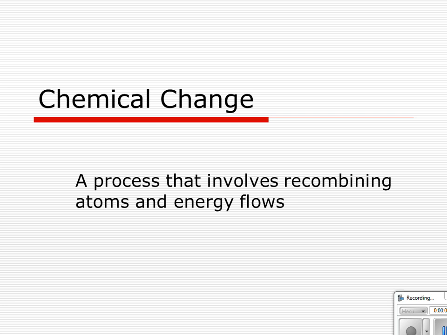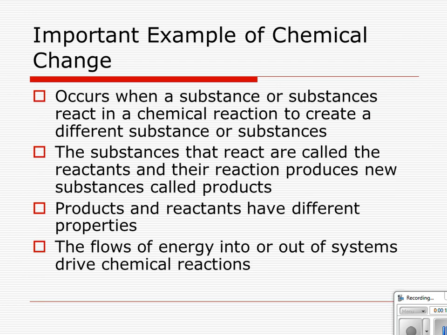So the process that involves recombining atoms and energy flows. An important example of chemical change: chemical changes occur when a substance or substances react in a chemical reaction to create a different substance or substances. Anyways, you have a couple things coming together to form something different. The substances that react are called the reactants, and their reaction produces new substances, which are called the products. Products and reactants also have different properties, which is key to note.